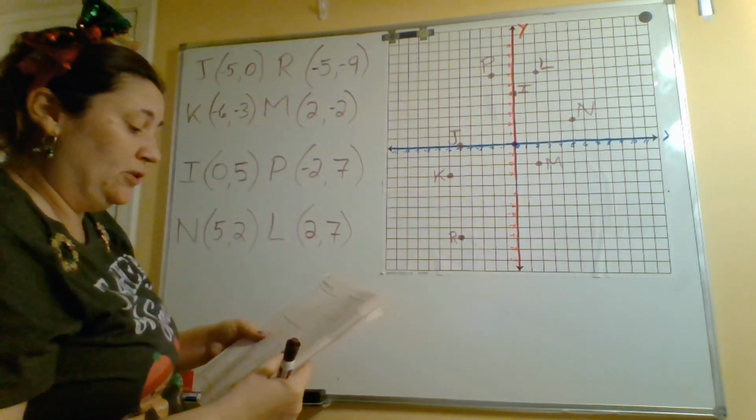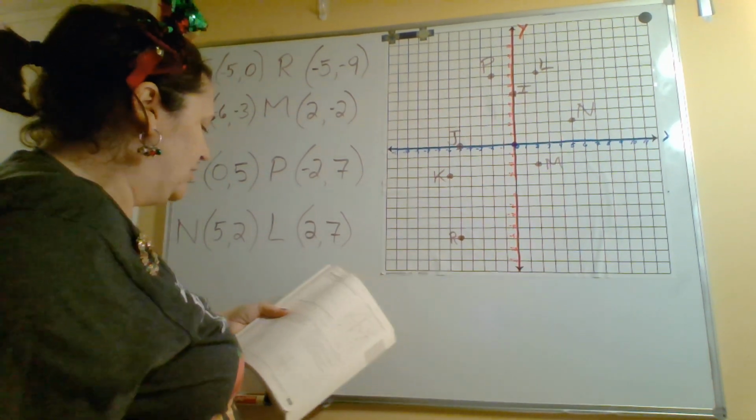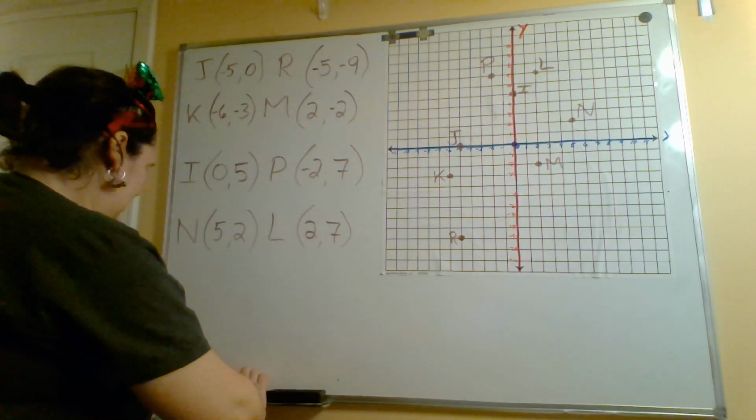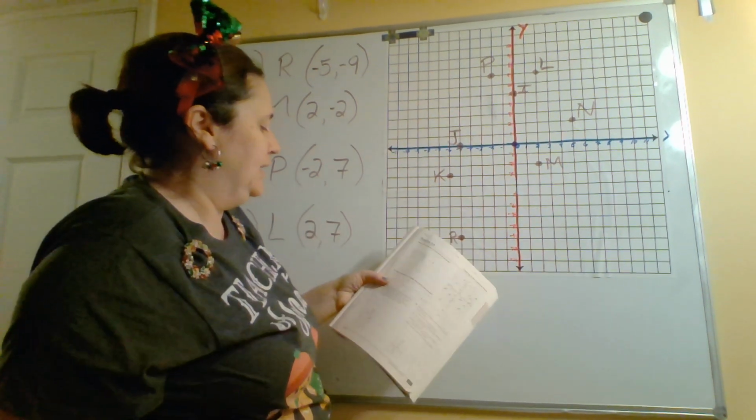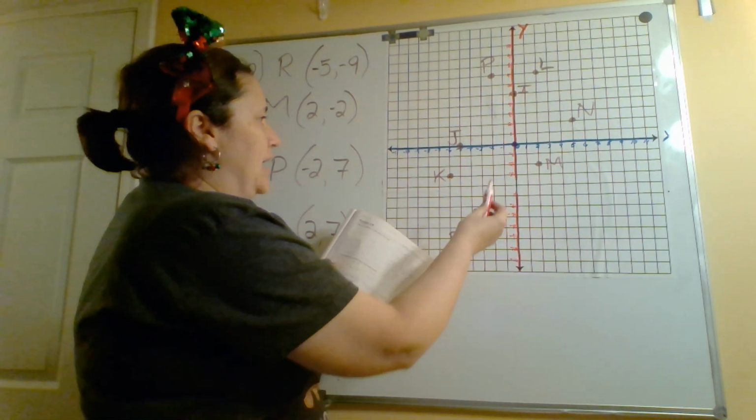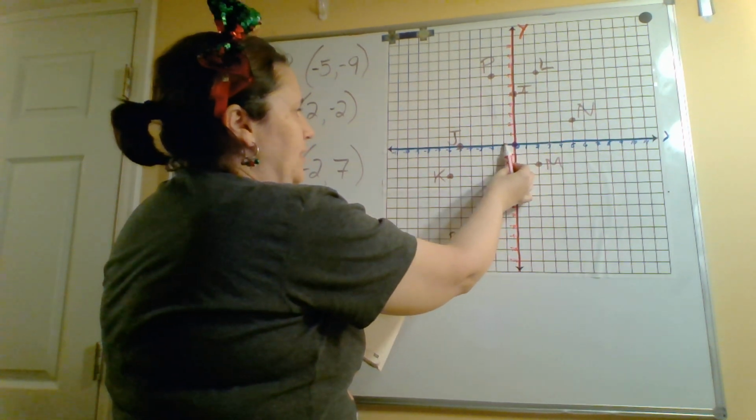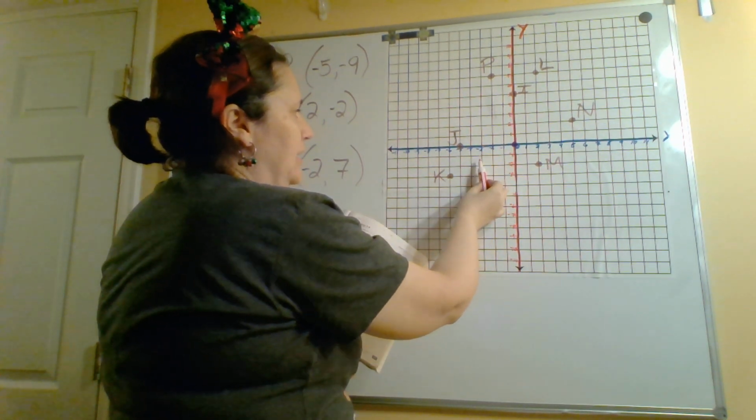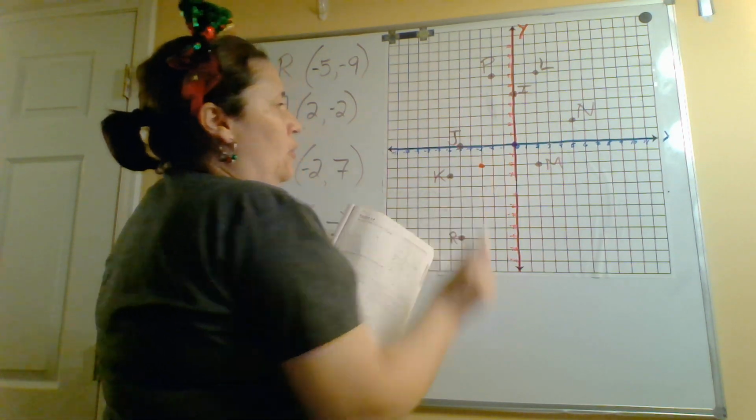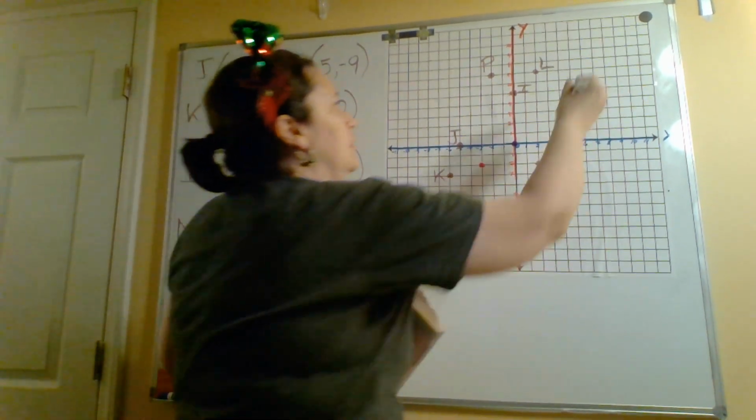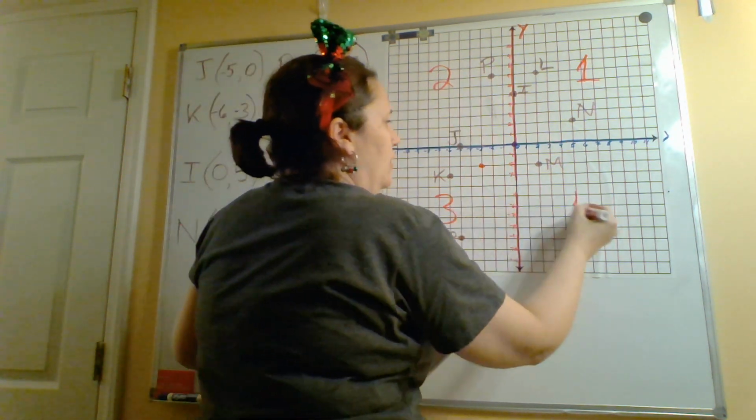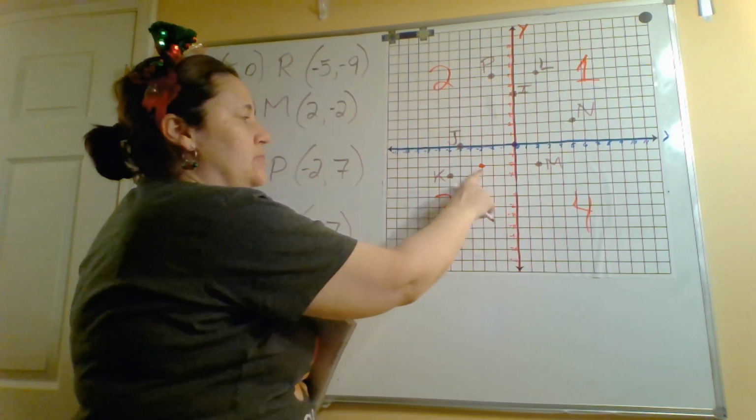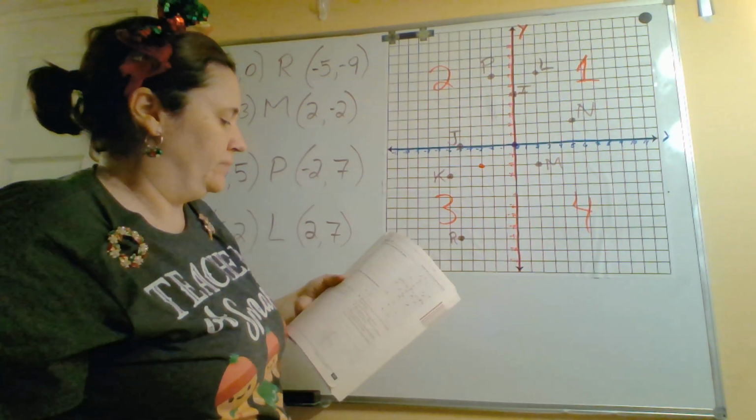Now let's look at these other ones. For number 9, they ask what quadrant or on what axis is it located. I'm going to go over just a couple of these. For number 9, it says -3, -2. Let's find that point. -3, -2 is right here. What quadrant is that in? This is 1, 2, 3, 4. This is quadrant 3 for number 9.